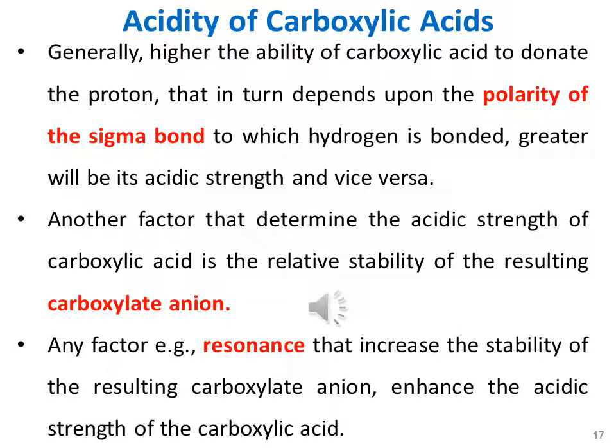If we compare carboxylic acids with mineral acids like hydrochloric acid, nitric acid and sulfuric acid, remember carboxylic acids are much weaker acids than the mineral acids, but much stronger acids than alcohols, since alcohols also have a hydroxyl functional group. And as I have informed you, in the case of a hydroxyl functional group, the bond between the oxygen and the hydrogen of the hydroxyl group is polar.